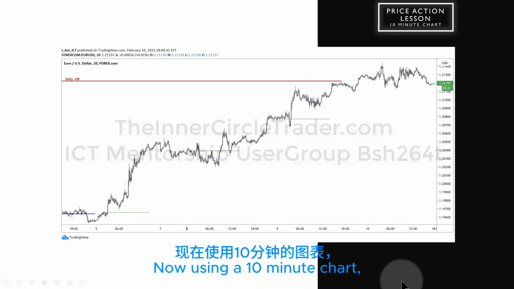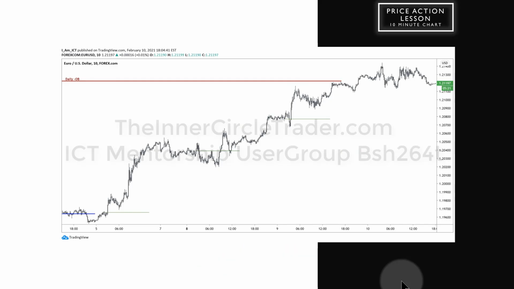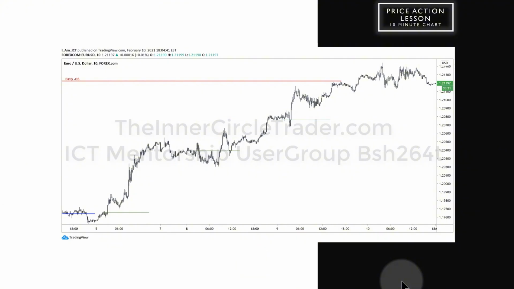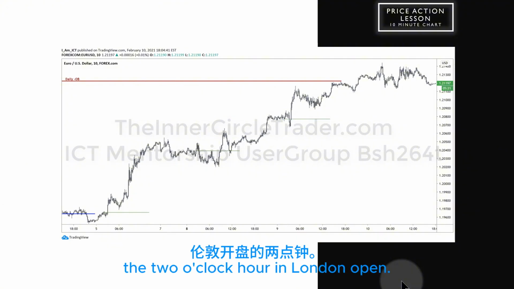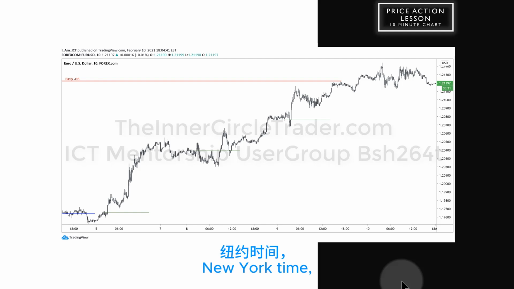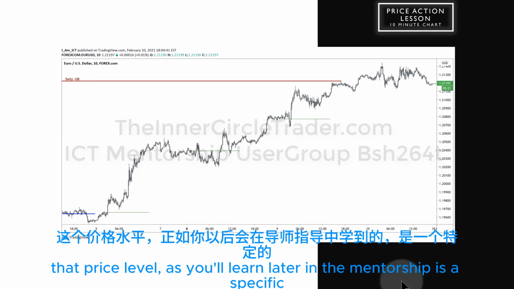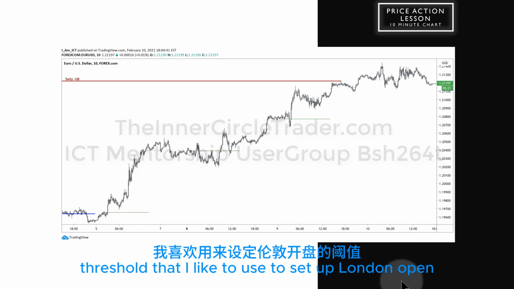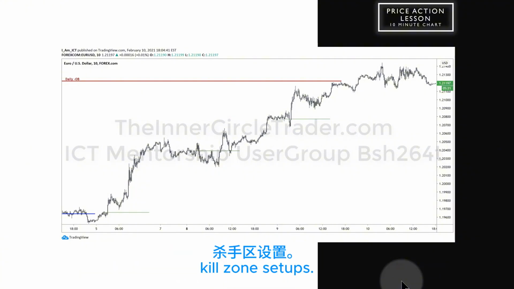Now, using a 10-minute chart, why 10 minutes? Because I want you to see the small little fluctuations each day. And now I'm bringing in the 2 o'clock hour, London Open. So if you have the opening price at 2 o'clock in the morning, New York time, that price level, as you'll learn later in the mentorship, is a specific threshold that I like to use to set up London Open kill zone setups.